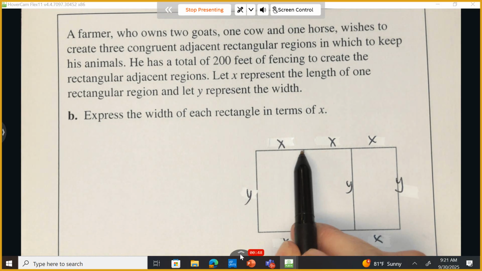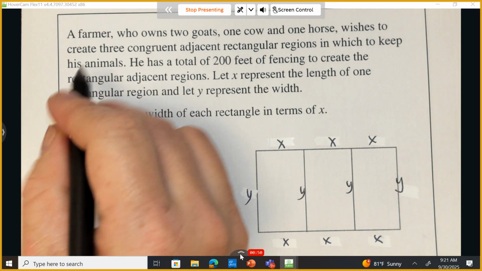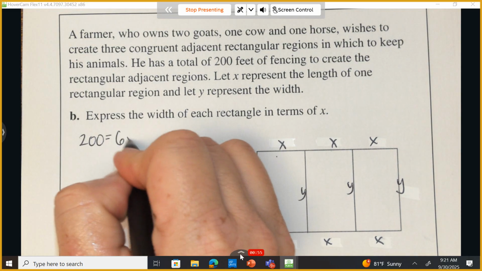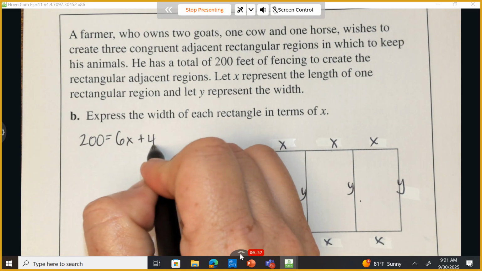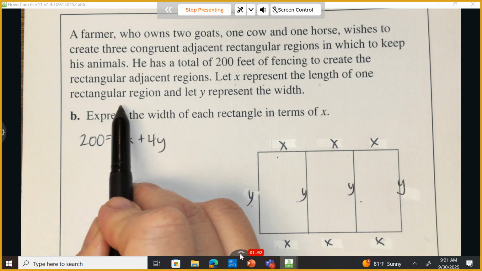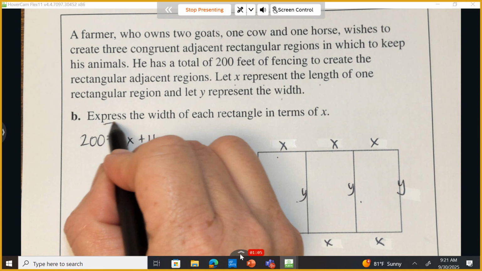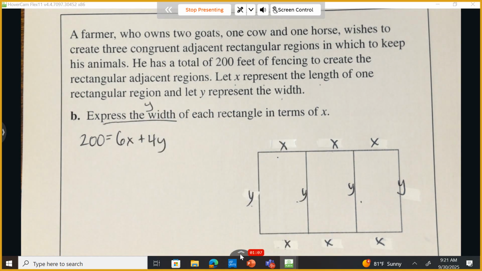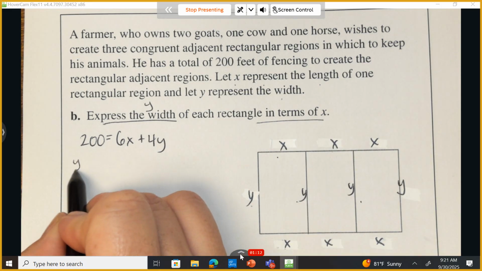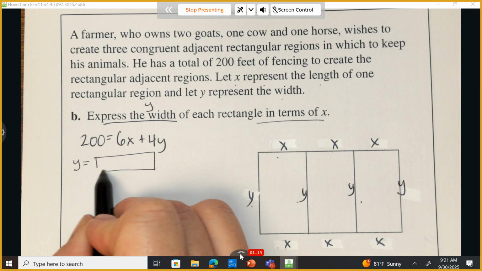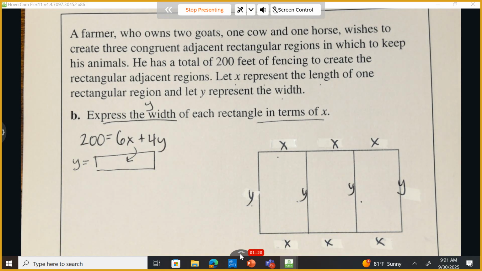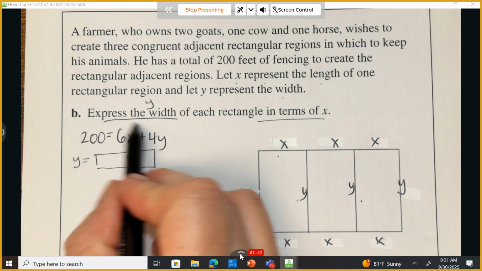I know that 200 feet of fencing is used to create this. So 200 equals, there is a total of 6 X's and a total of 4 Y's. Remember, X represents the length and Y represents the width. So we want to express the width. That means I want to solve for Y or isolate the Y in terms of X. What does that mean? My final answer is going to look like Y equals some expression, and in this expression you will only see the variable X with other numbers. So how do I isolate the Y?